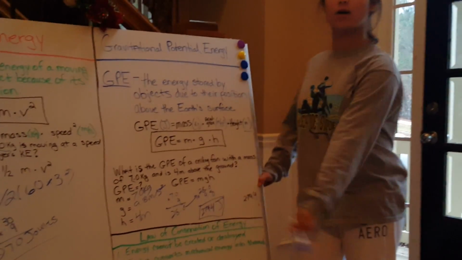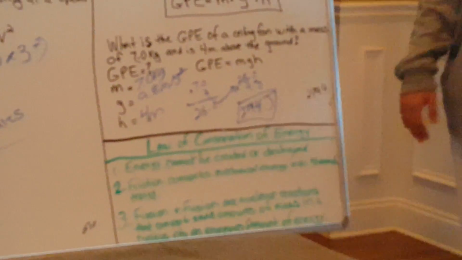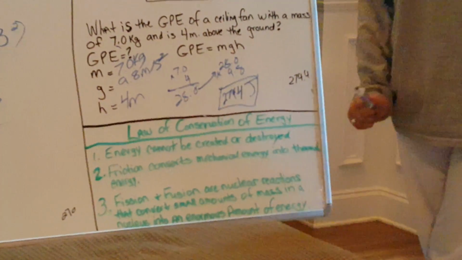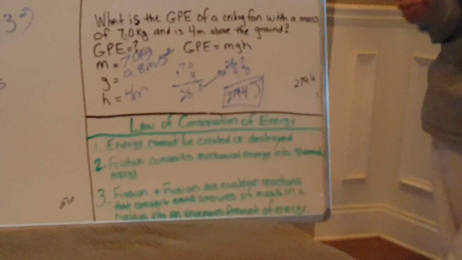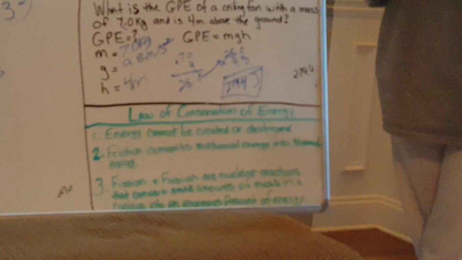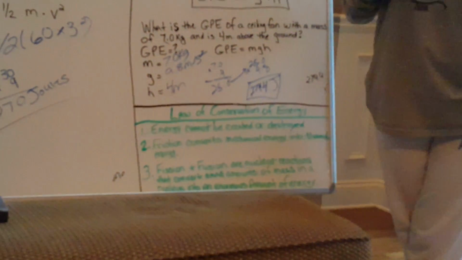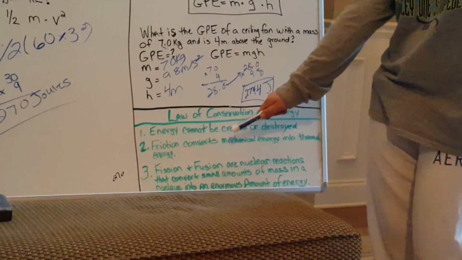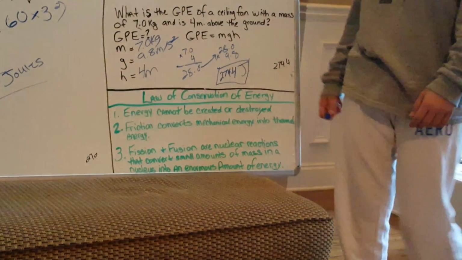Now, moving on to our last but not least thing we're going to talk about today. We're going to be talking about the law of conservation of energy. The first thing about it is energy cannot be created or destroyed. It is indestructible and it cannot be created. The second thing is friction converts mechanical energy into thermal energy. So it's basically switching.